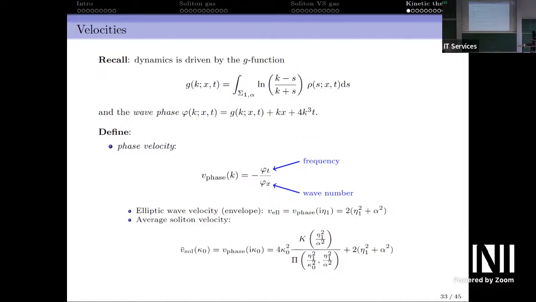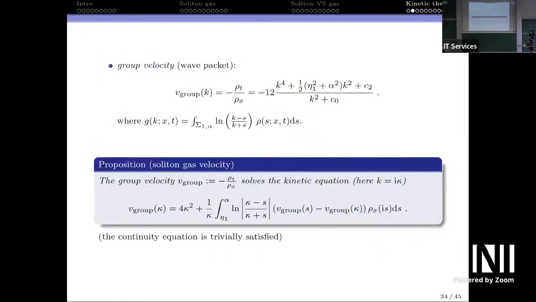So this is one velocity, but we also have the group velocity, which is the velocity of the wave packet inside the soliton gas, given by this ratio over here, where now we don't use the wave phase anymore, we use the density itself. And it's again very explicit. The first result is the velocity of the soliton gas itself, where it solves this implicit equation, which is exactly the kinetic equation that was described by Gennady and Zakharov.